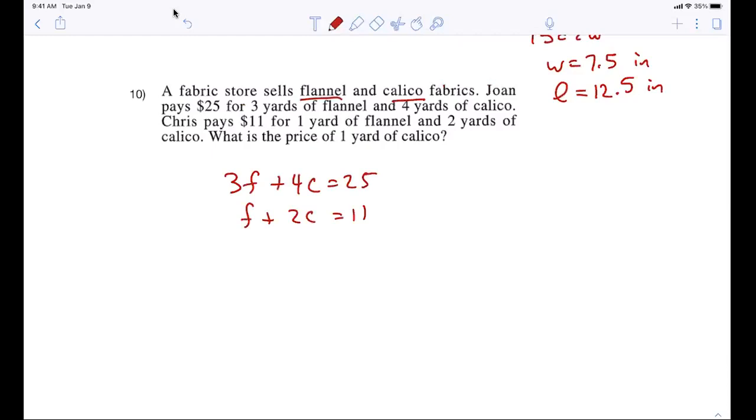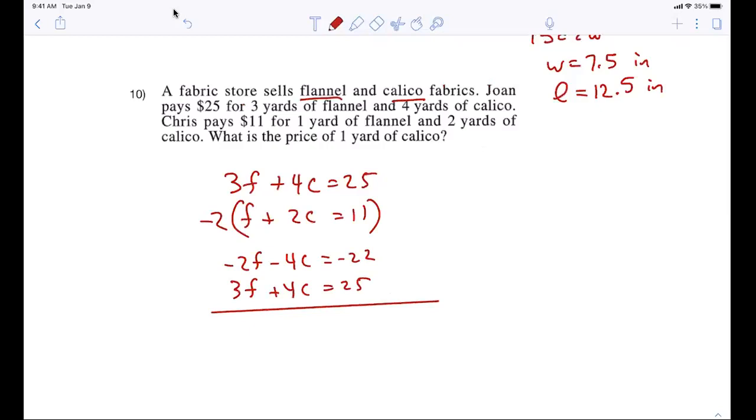So what do I have to do here, guys? Multiply by -2. I like that. So that's -2F minus 4C equals -22. I like to bring down the other one so I don't make a careless mistake. So that just tells me F is equal to what? $3, right? The flannel is $3.